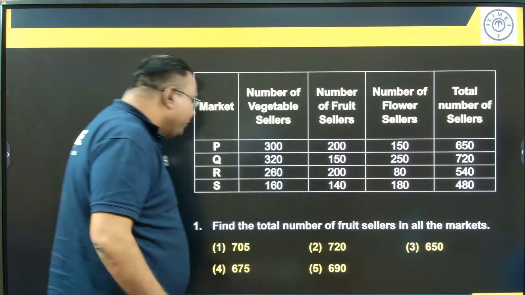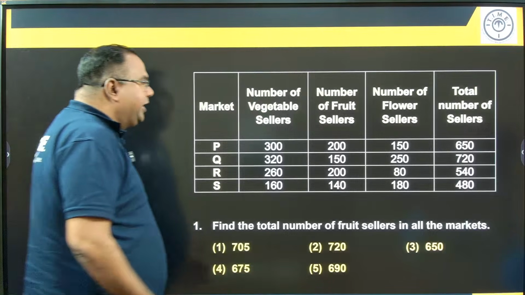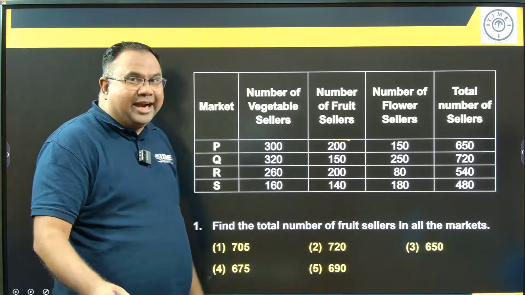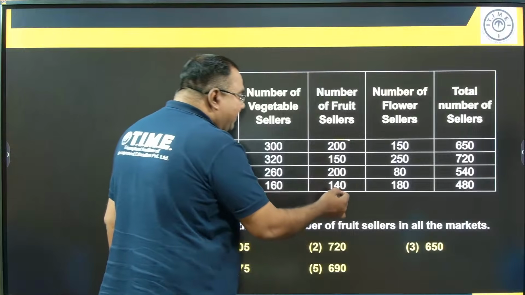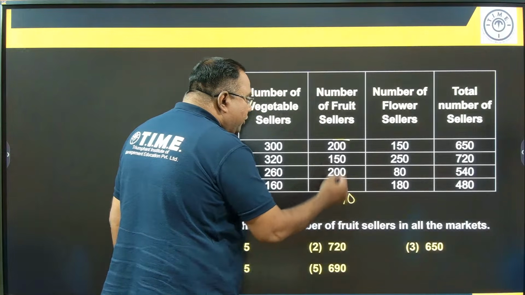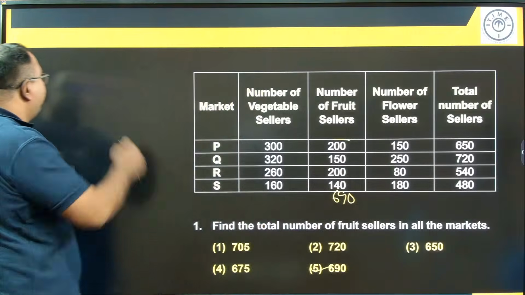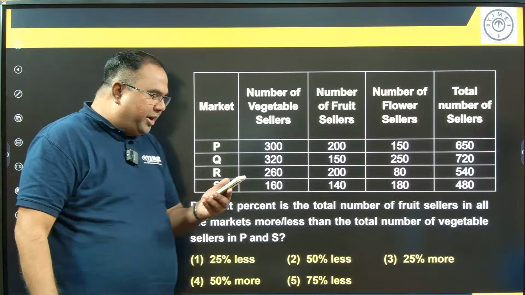So let's move ahead. Find the total number of fruit sellers in all the markets. Right. So we need to add fruit sellers. In bank exams, additions generally when you use your speed math techniques, we'll add 2 digits. So 50 plus 40, 90. 3, 4. This is simple arithmetic. Option 690. Wonderful students. Good participation. Others also please do participate.